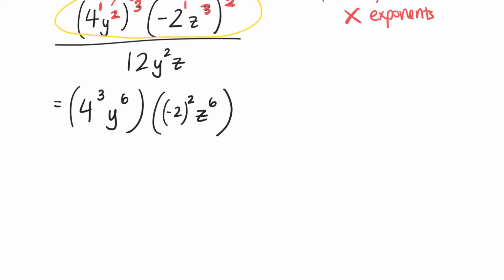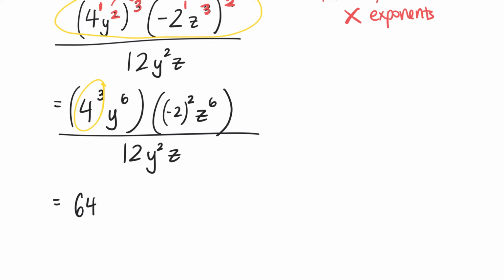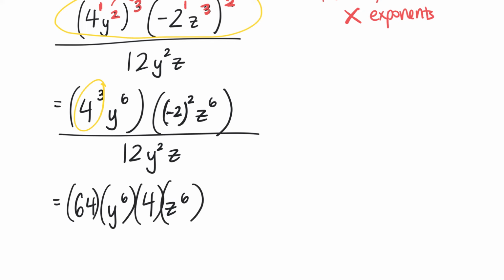Okay, so I'm actually going to simplify my powers that I can actually solve. I know what 4 to the power of 3 is, but let's not forget to write the denominator. We didn't do anything with the denominator. I'm now simply going to do 4 to the power of 3. 4 times 4 times 4 is 64. And then I have y to the power of 6. And then negative 2 times negative 2 is 4. And I have z to the power of 6. So I have 64 times y to the power of 6 times 4 times z to the power of 6.